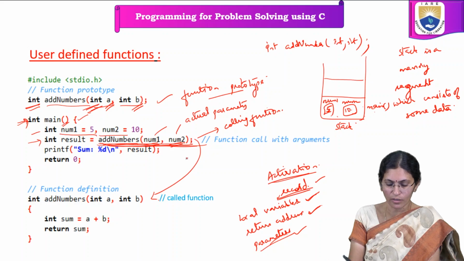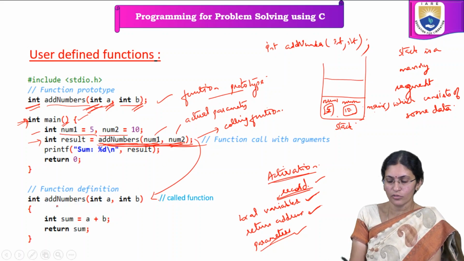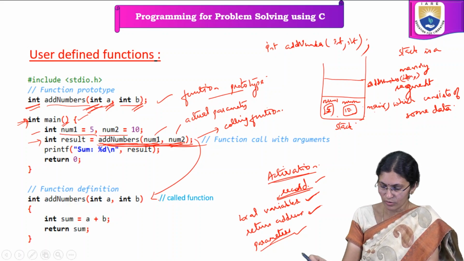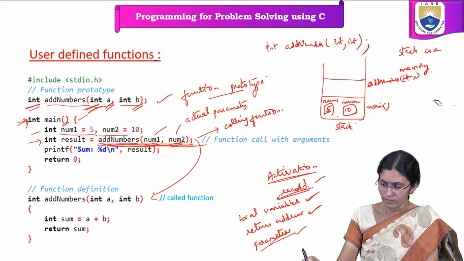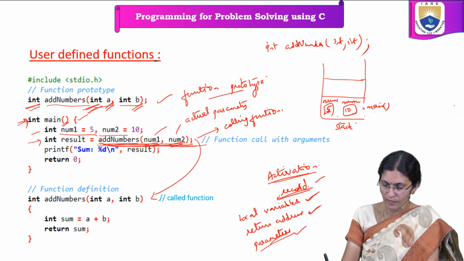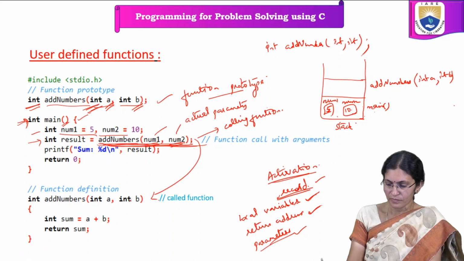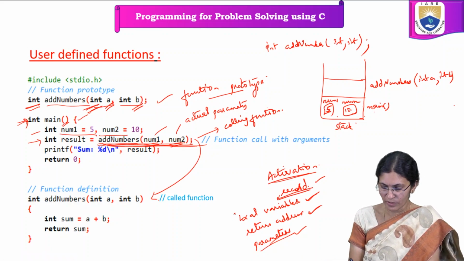So one more activation record. In order to execute this function, an activation record for addNumbers is also created in the stack. It takes two variables, int a and int b. So one more activation record for the function addNumbers is created, and it takes two arguments, int a and int b. Let us understand a few more concepts about the stack.